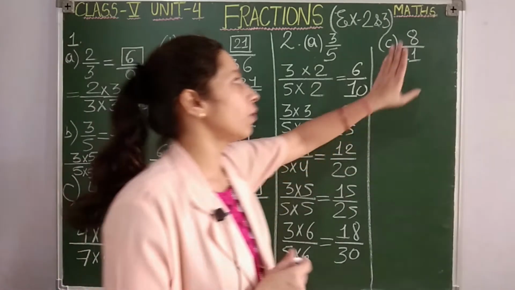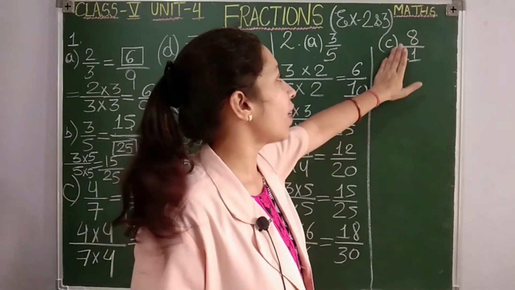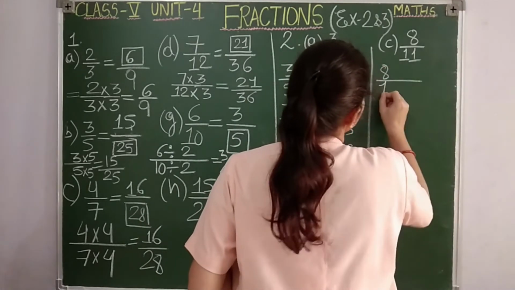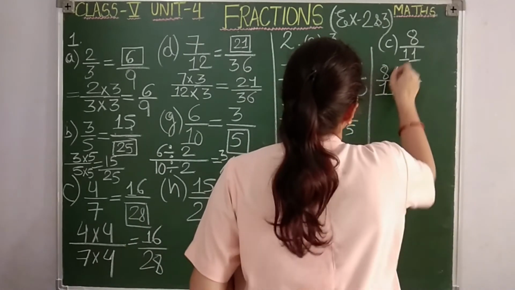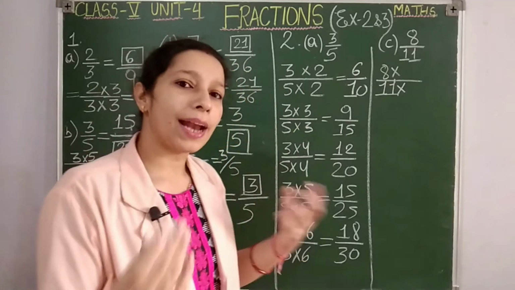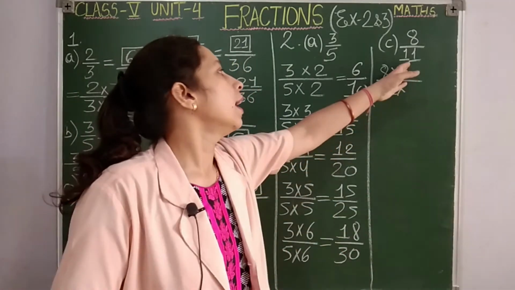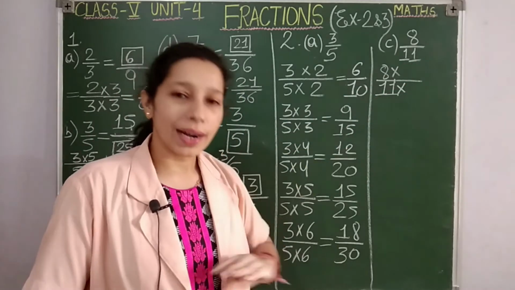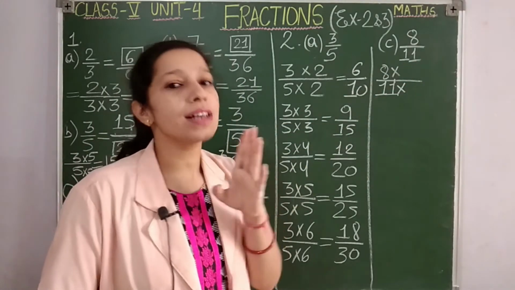Let us see one more question. We have to give the first 5 equivalent fractions for 8 by 11. Let us see how, students. So again, what shall I do? See, for an equivalent fraction, you can multiply it with any number. I can multiply it with 10 upon 10 or I can multiply it with 12 upon 12. Okay, but here the condition is you have to give the first 5 multiples.